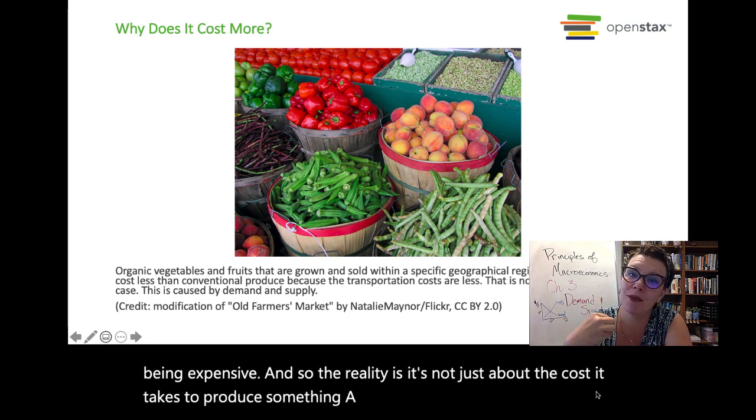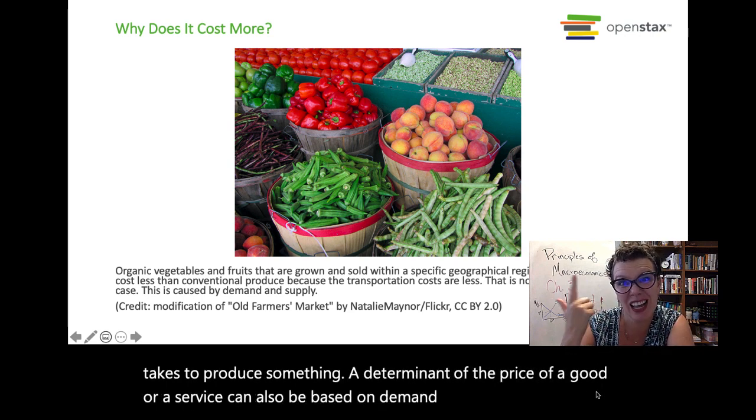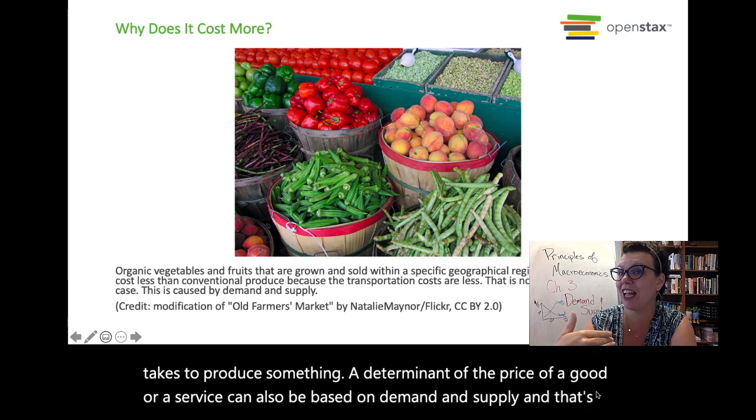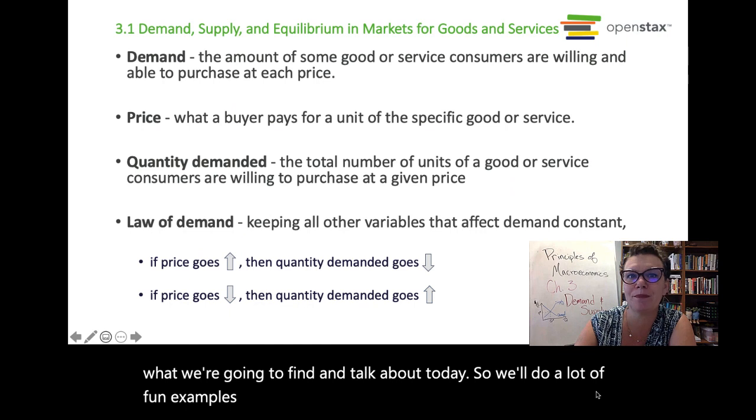A determinant of the price of a good or a service can also be based on demand and supply. And that's what we're going to find and talk about today. So we'll do a lot of fun examples. So let's take a look.